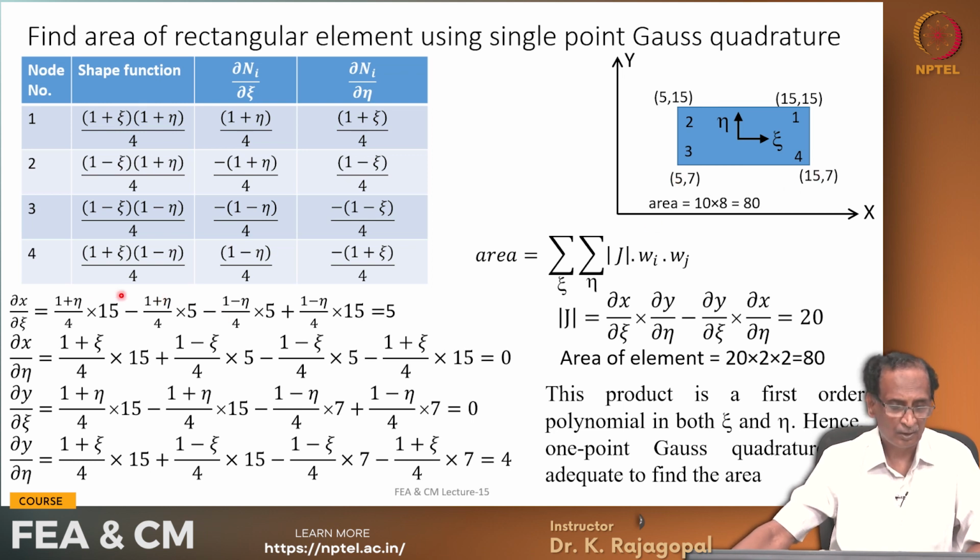Okay. So dou N1 by dou xi times x1 plus dou N2 by dou xi times x2 plus dou N3 by dou xi times x3 plus dou N4 by dou xi times x4. And these are the different derivatives and these are the coordinates. If you do the calculation, it is a constant value, 5. It's not a function of xi or eta. Then similarly dou x by dou eta, if you calculate, it's coming out as 0.